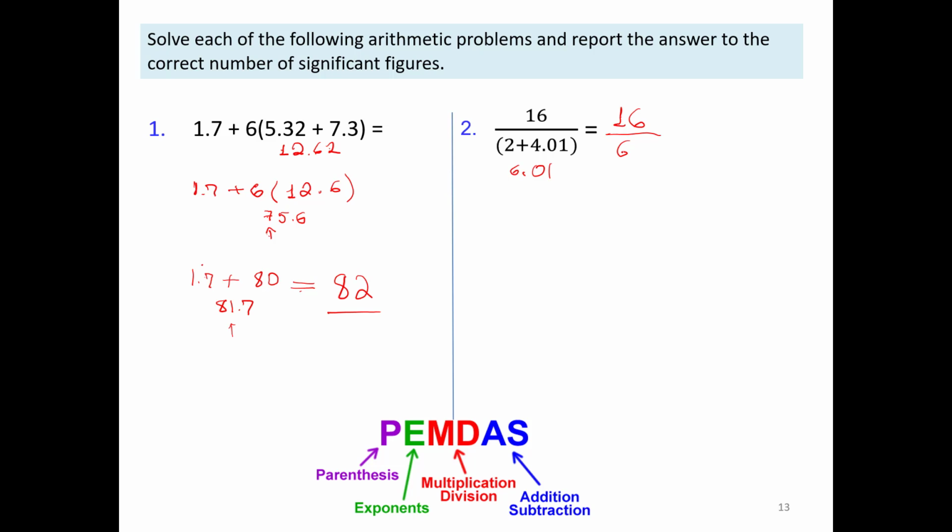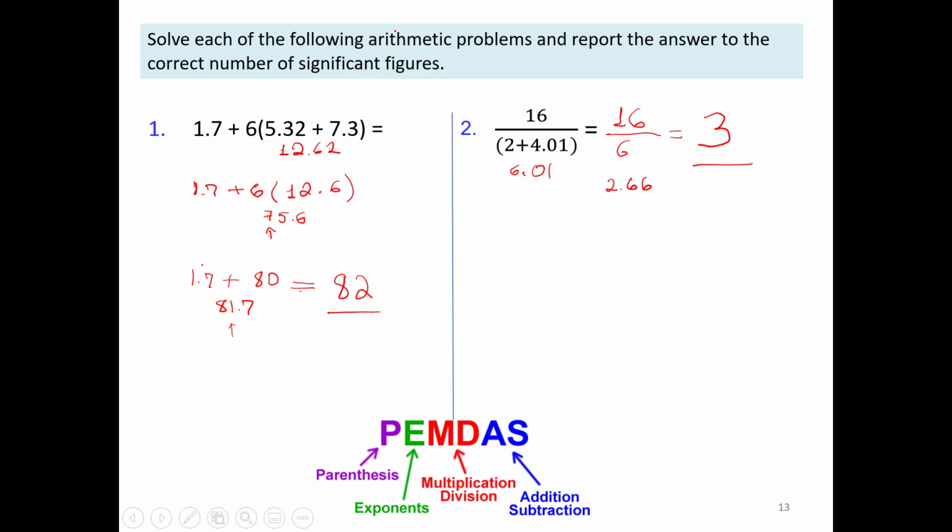Now, if we divide these two numbers, 16 divided by 6, I will write the result here, and then the correct answer below. It will be 2.66. But because it's division, we need to take into account the significant digits. We had 2 significant digits and 1 significant digit, so the answer must have 1 significant digit. Then the correct answer is 3. Yes, it's 1 significant digit.